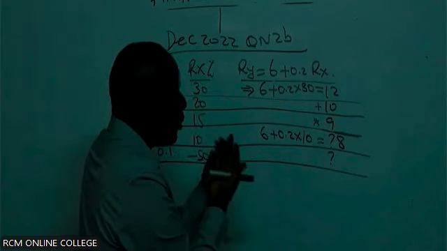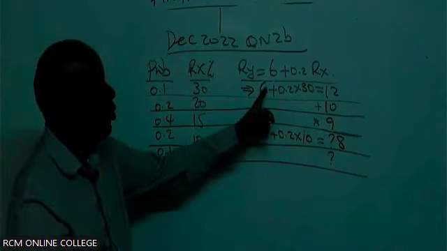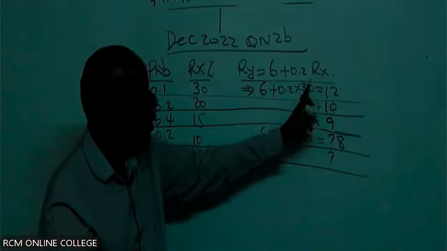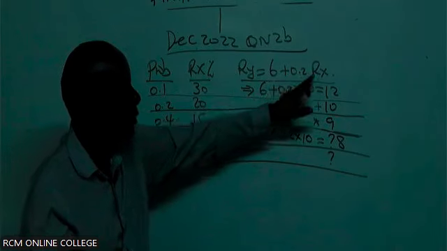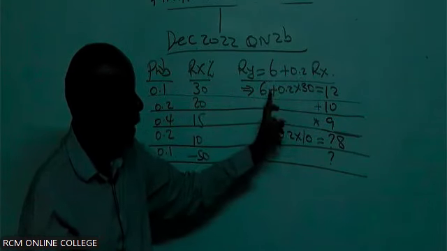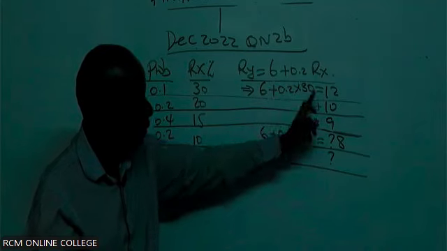They went ahead to demonstrate how the first one is obtained. I put in the corresponding return of X, which is 30, in this equation. So it will be 6 plus 0.2 times 30. 0.2 times 30 is 6, and 6 plus 6 gives me 12.